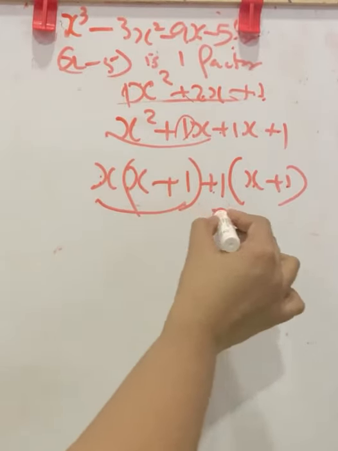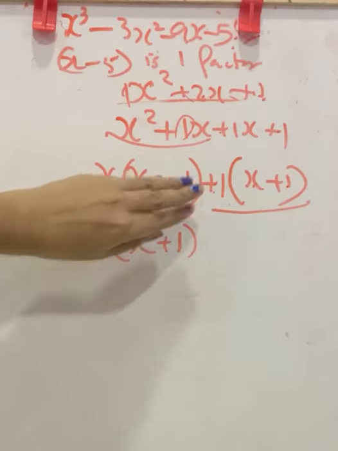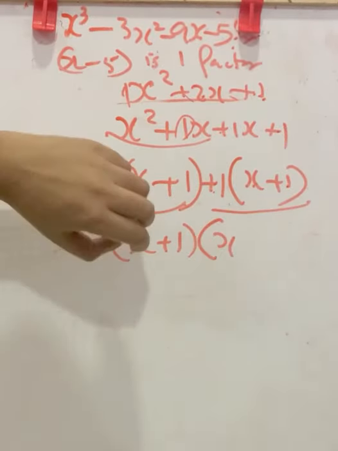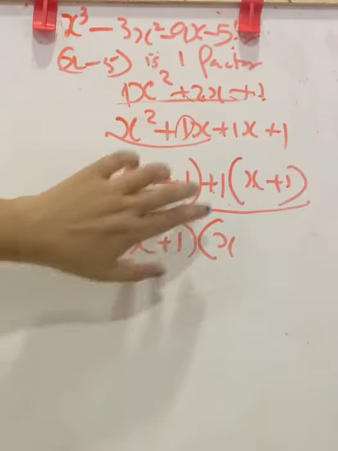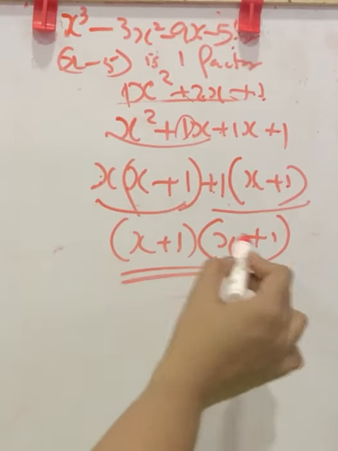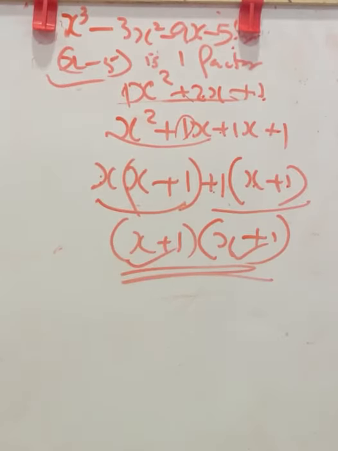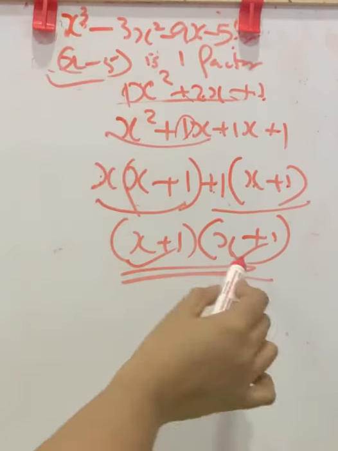Now from these two terms, bracket is common. While you take the bracket from here, balance is this x. While you take the bracket from here, balance is plus 1. So x plus 1, x plus 1. Three factors are x minus 1, x plus 1 and x plus 1. A cubic polynomial has 3 factors maximum.